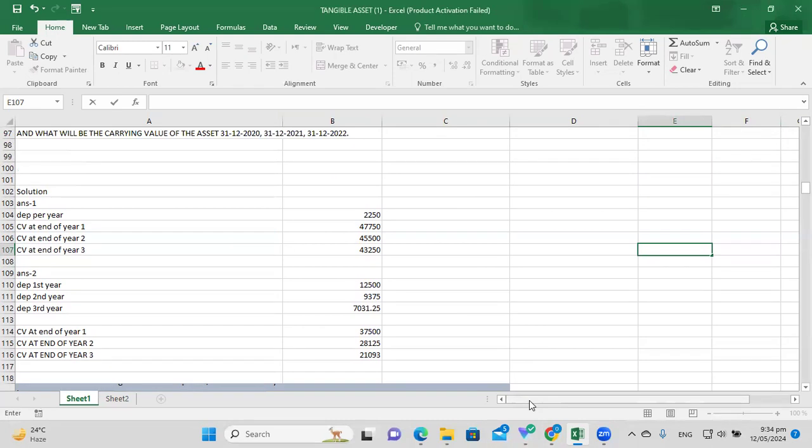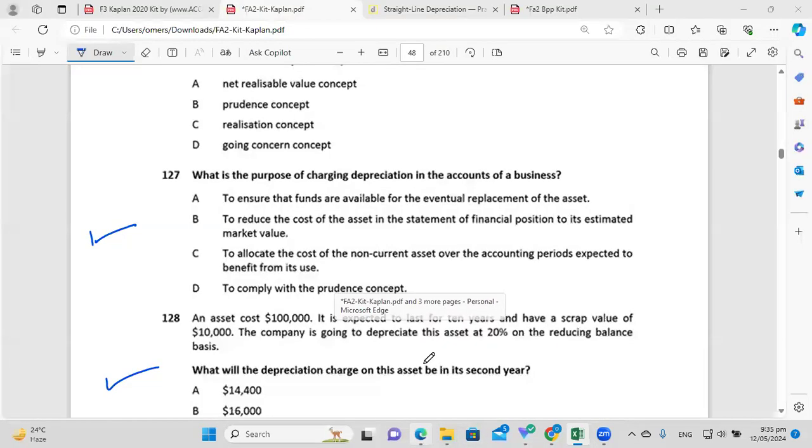So we will cover some questions from the kit, like 3 to 4 questions we are going to solve right now from the kit. And I'm going to cover tangible assets for both FA2 and F3, right? So I will cover the concepts given in F3 as well as FA2, so both the kits will be solved as well. For now, let's move on to some questions that you can solve right now.